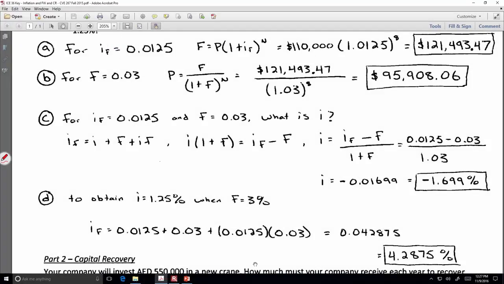And then if you want to find out how much you would have to make from the bank to have a real rate of return of 1.25% instead of just the market rate of return being 1.25%, that's when you apply this formula and solve for I sub f. In part C, I sub f was given. That was the amount that the bank is paying, fixed at 1.25%. But in part D, you know I, and you're given the inflation rate, so you're solving for I sub f.